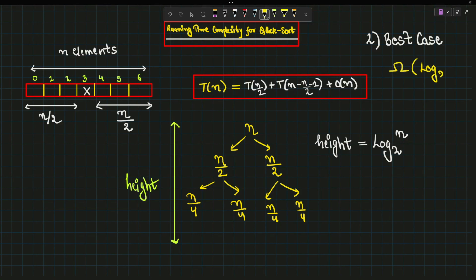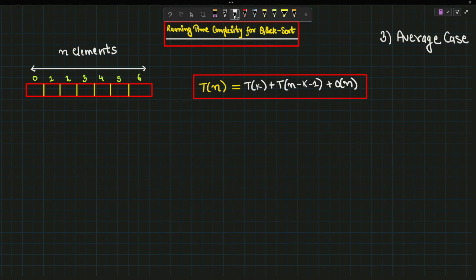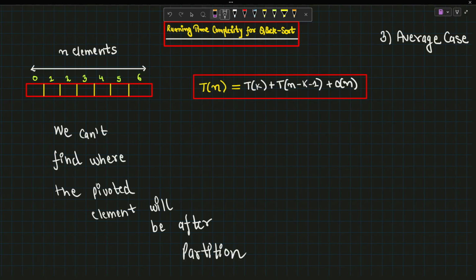Here the complexity for the best case comes out to be theta of log n. Finding the running time complexity in the average case is a bit difficult. Here, we cannot find the proper index at which the pivot element will be placed. So, we have to take various cases into consideration, and then we can average all the possible cases.